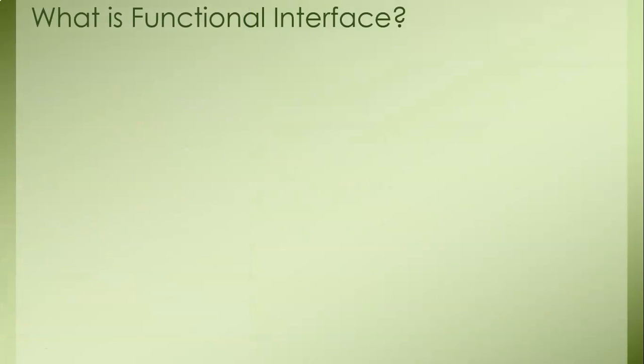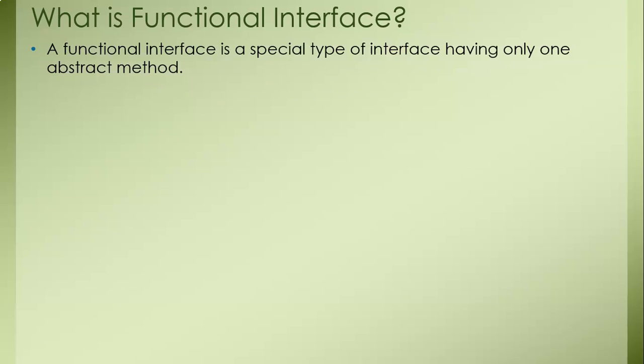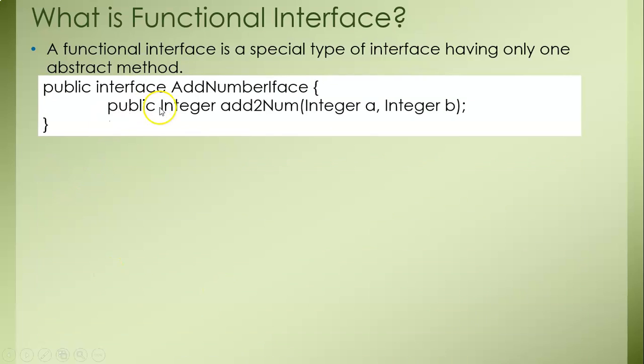Now to start with, the Lambda expression is a new Java 8 feature, but before writing a Lambda expression, we need to understand the functional interface. So what is a functional interface? A functional interface is a type of interface which has only one abstract method. Here is an example of a functional interface which has only one abstract method. The interface is AddNumber, and it has the abstract method addTwoNumber.